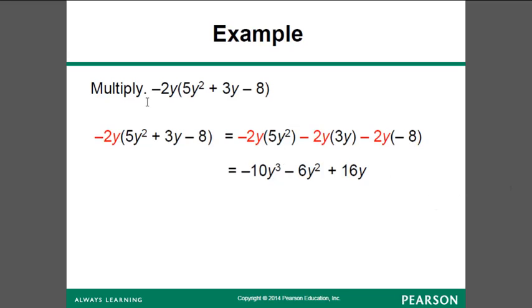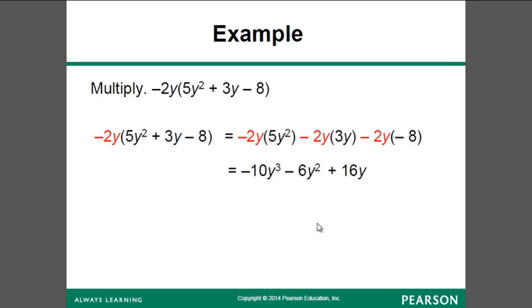After I have multiplied or distributed my negative 2y, what I want to last do is see if there are any like terms that I can combine. In this particular case there are not, because I have a negative 10y to the third, a negative 6y squared, and a positive 16y. None of these are like terms. I also want to make sure that my exponents are in descending order, which in this case they are, 3, 2, 1. So my final answer is negative 10y cubed minus 6y squared plus 16y.